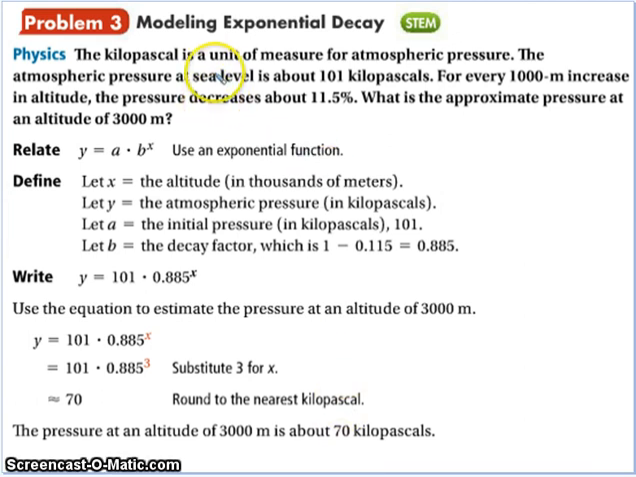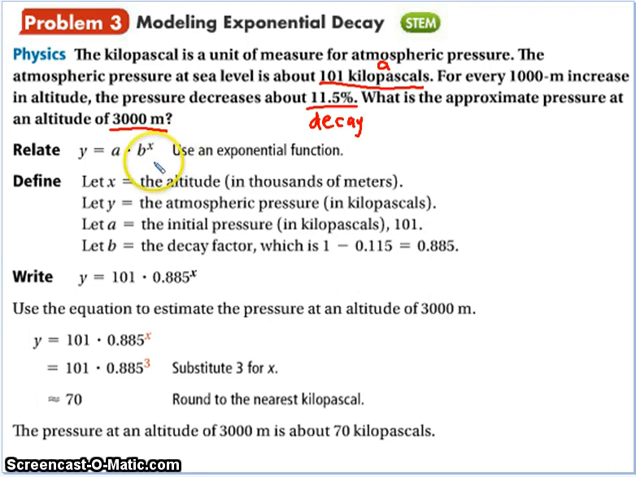Okay. All right, the kilopascal is a unit of measure for atmospheric pressure. The atmospheric pressure at sea level is about 101. Okay. For every 1,000 meter increase in altitude, the pressure goes down this much. So this 101 kilopascals is A. It's the starting point. It's what happens at sea level. This is the decay. Okay. It's going down by that much. We want to find out what's it going to be at 3,000 meters.